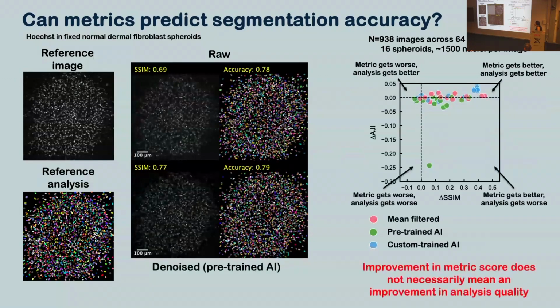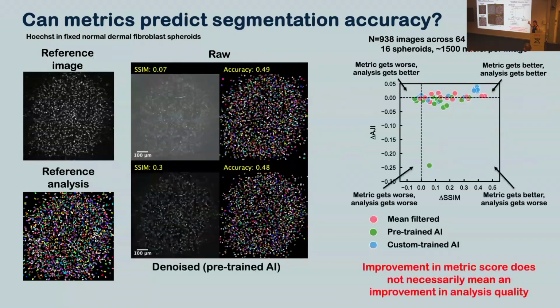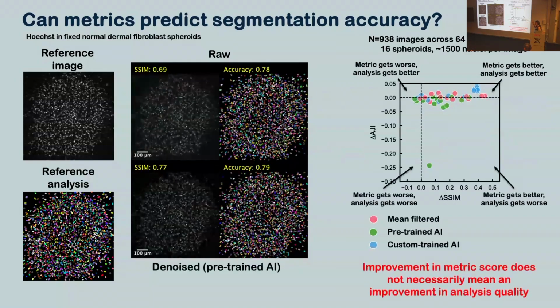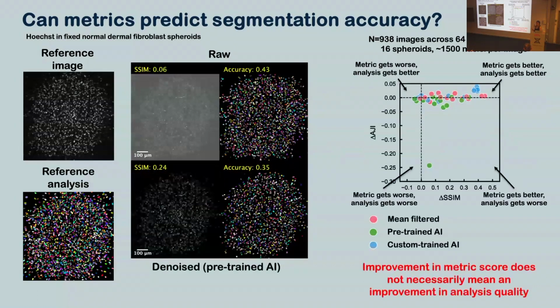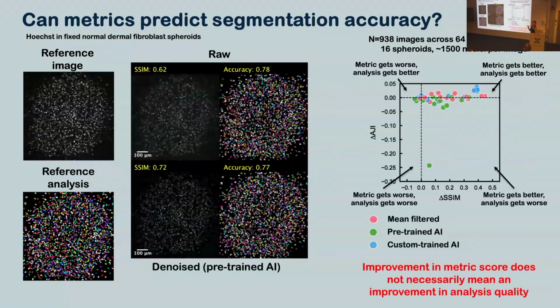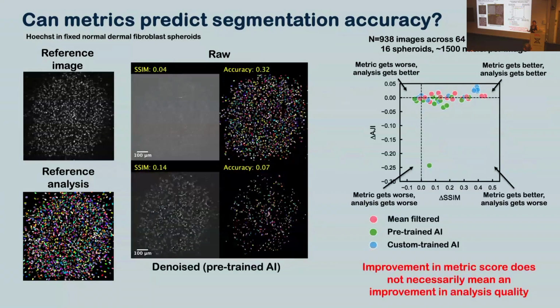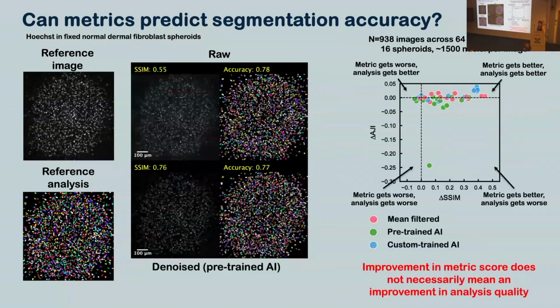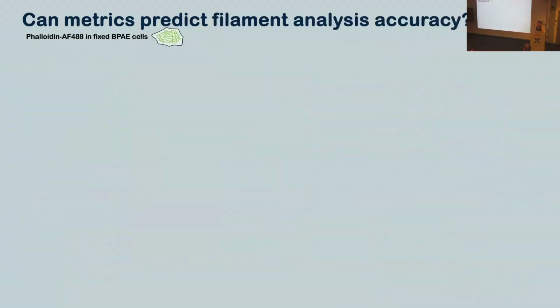So our denoising doesn't necessarily help for this problem. For this particular data set, for this particular problem, the denoising doesn't necessarily help. And our improvement in metric scores doesn't necessarily mean that we've improved our actual quality, our actual biological information. All right, so that's bad news for metrics, bad news for denoising. Let's move on to problem 2.